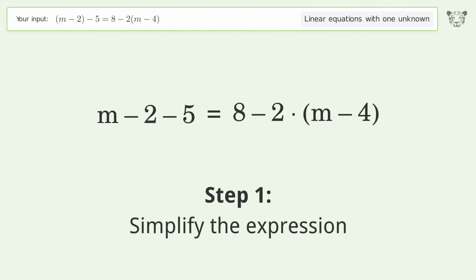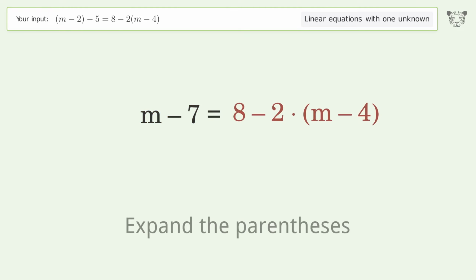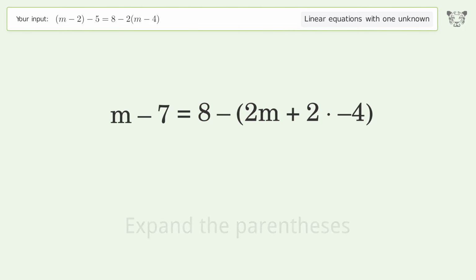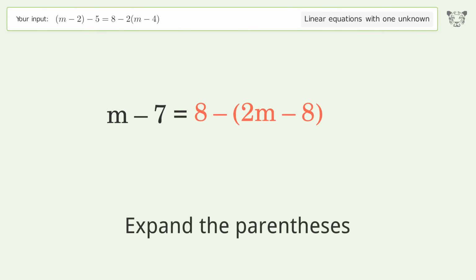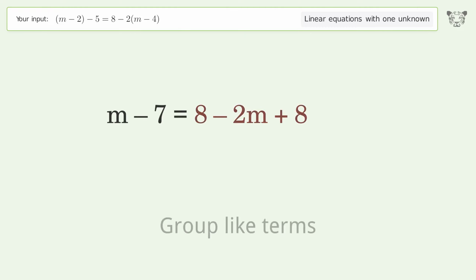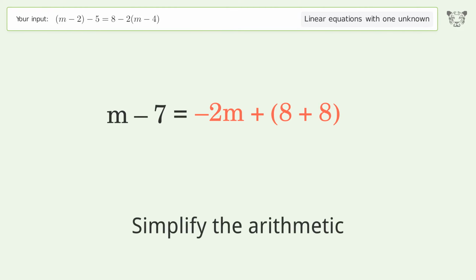Simplify the expression. Simplify the arithmetic. Expand the parentheses. Simplify the arithmetic. Expand the parentheses. Group like terms. Simplify the arithmetic.